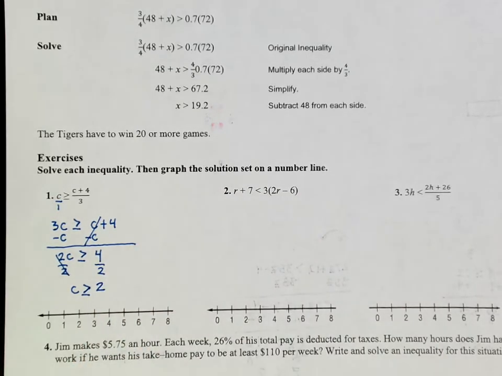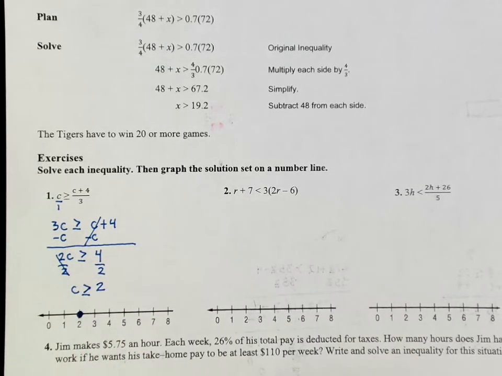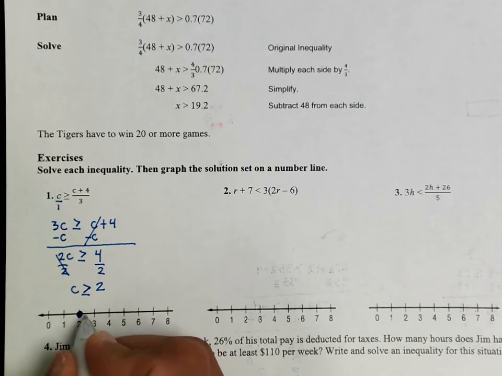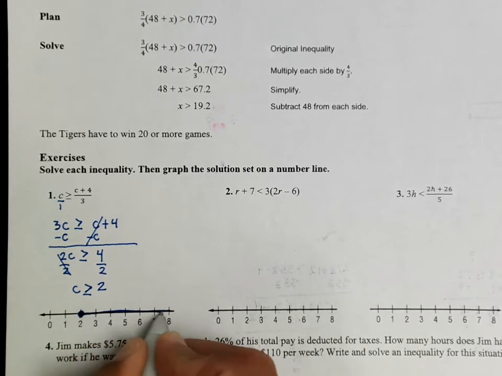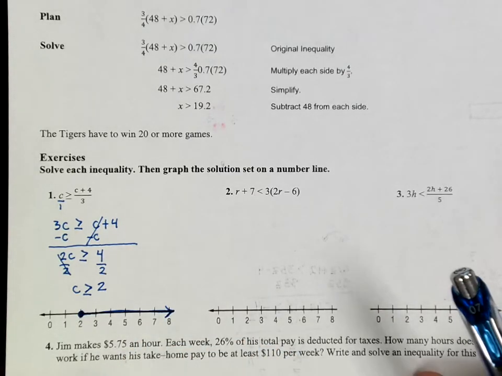Alright, notice that I did not divide by a negative, so the inequality just basically stayed the same the whole time. So since 2 is part of the solution, I'm going to fill in that dot. So if it's equal to, make sure you fill in that dot. Now it says C is greater than. So if it's greater than, I will shade everything to the right because on the number line, everything gets bigger to the right.